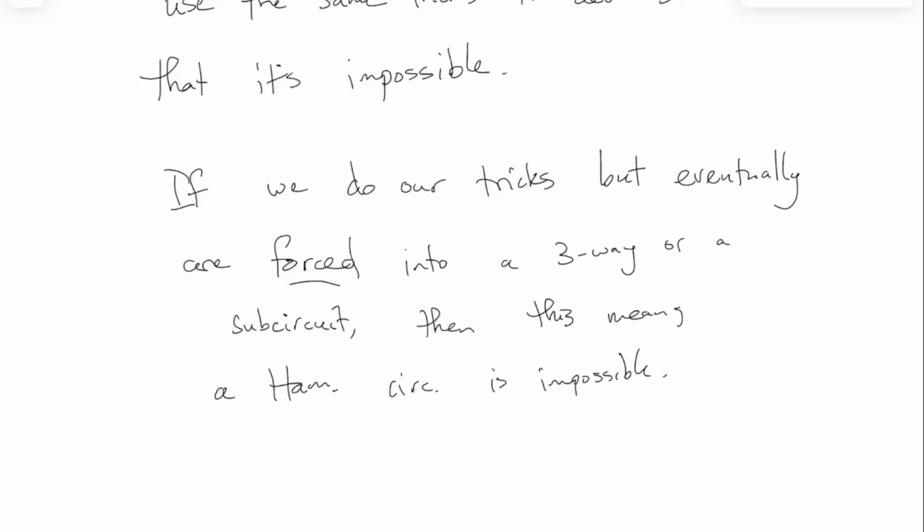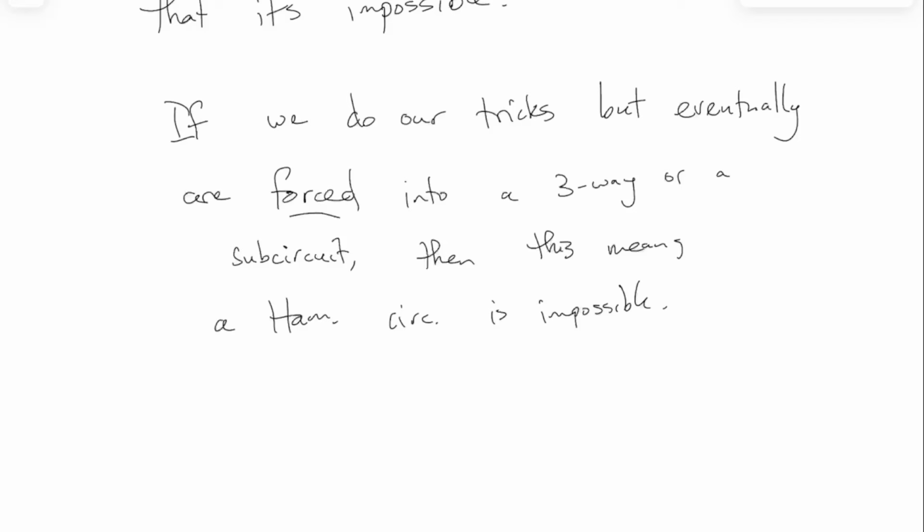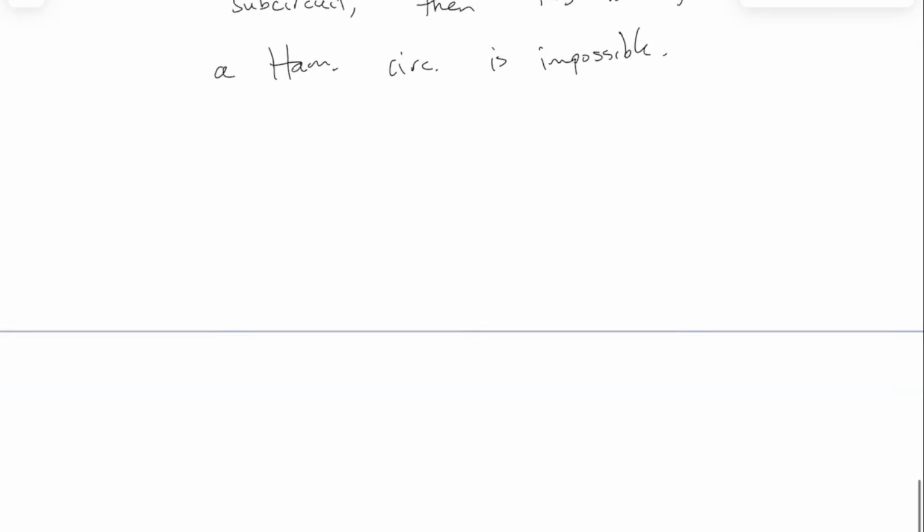All right. So, for example, I have two simple examples and then one less simple example. A typical homework or test question would show you a graph and say, either find a Hamilton circuit or show that there is no Hamilton circuit. And the way you show that there is no Hamilton circuit is you do these rules as usual, but you end up showing that somehow this forces you to make a subcircuit or a three-way intersection, which means it's not possible to make a legitimate Hamilton circuit. So for example, here is a simple one.